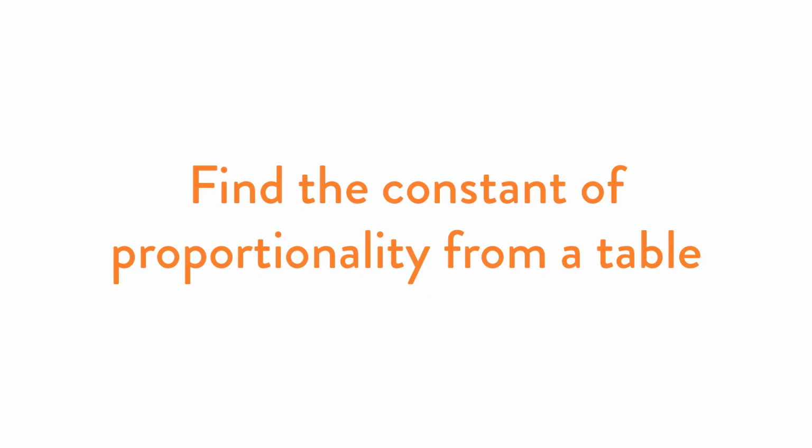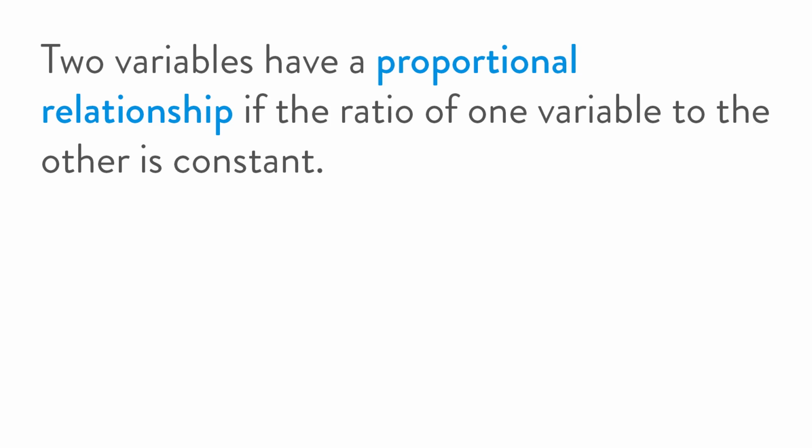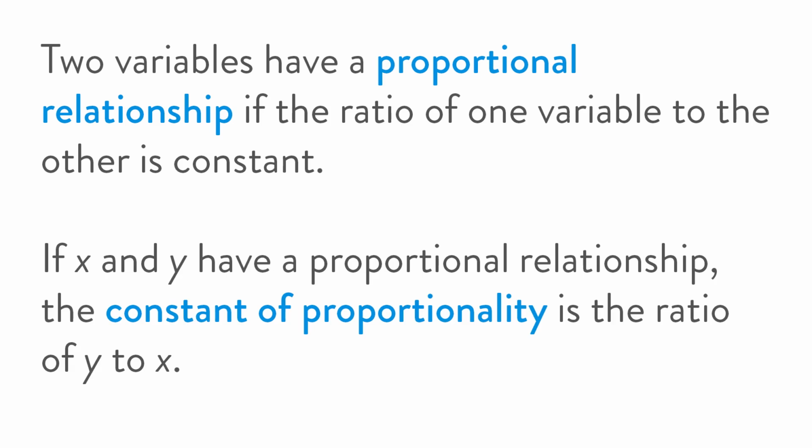Let's use a table to look at the proportional relationship between variables. So how do we know if the relationship between two variables is proportional? Let's define a few terms. Two variables have a proportional relationship if the ratio of one variable to the other is constant. So if x and y have a proportional relationship, the constant of proportionality is the ratio of y to x.